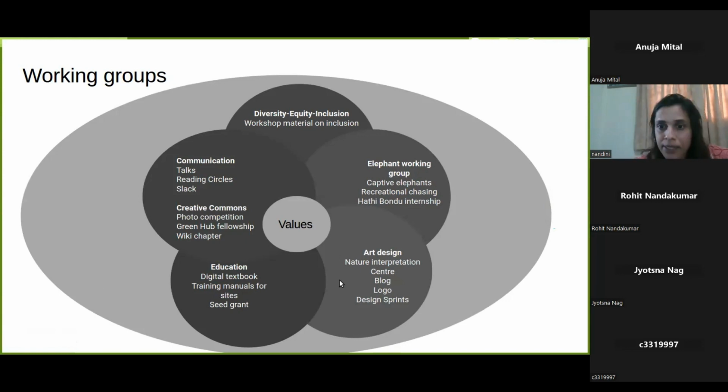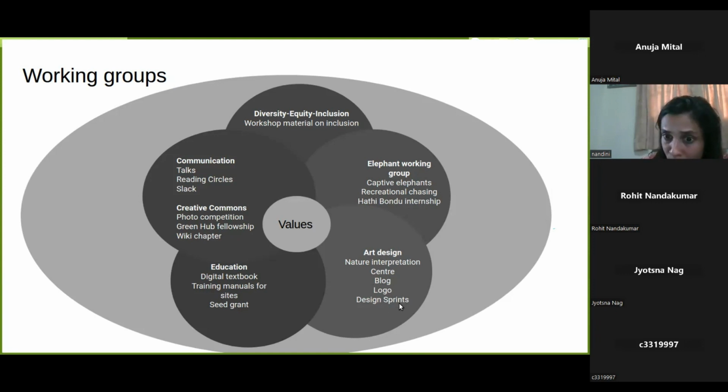In terms of the art and design interface, there has been some work on nature interpretation centers in Pakke and Eagle Nest, but we never got to the nuts and bolts of creating estimates. So we finally have an estimate if there's any forest department, or if there's any community that would like to set up a nature interpretation center, how much would it cost, what are the timelines, and what is the portfolio that we have from other sites. There is an idea to have a blog. And again, all of us would appreciate any comments you have on the feasibility of having a blog or not having a blog. So that's the art and design.